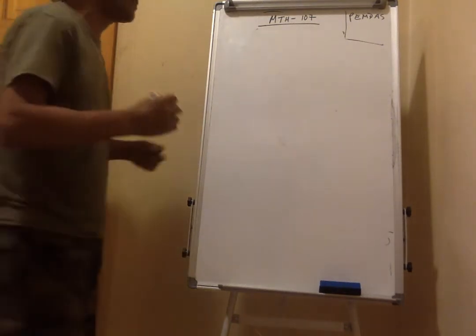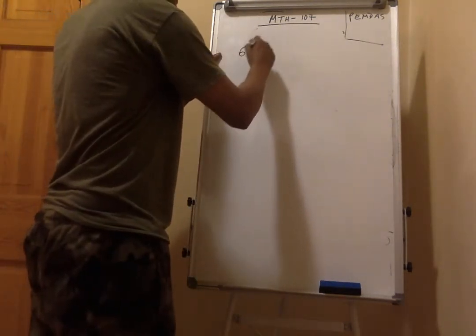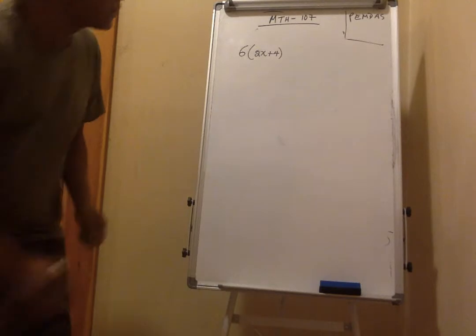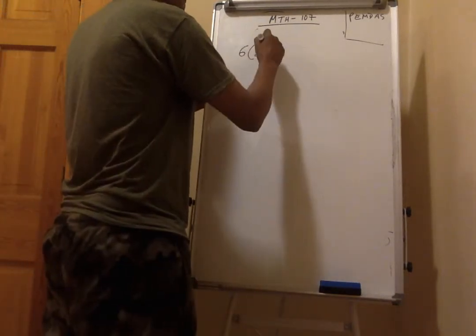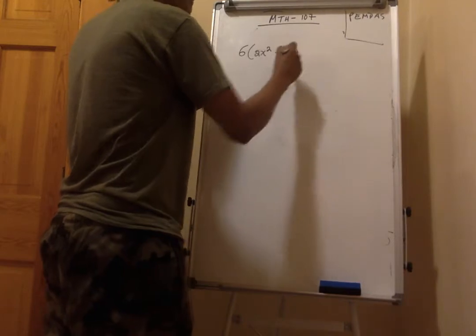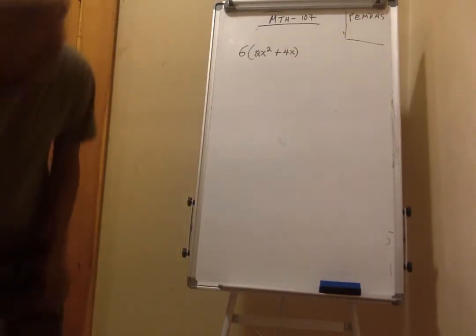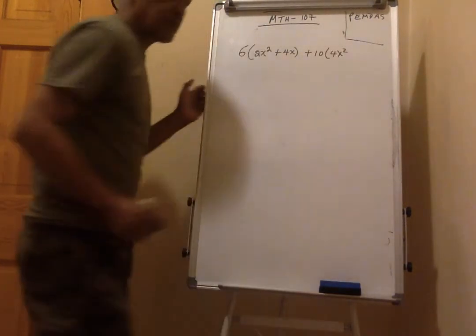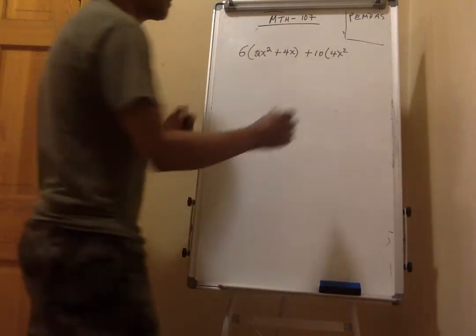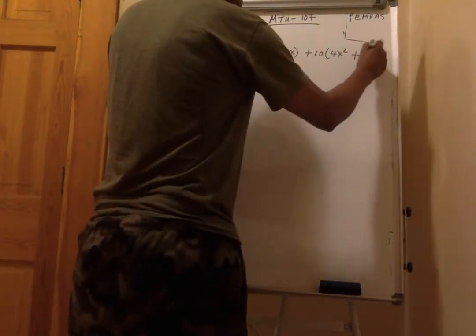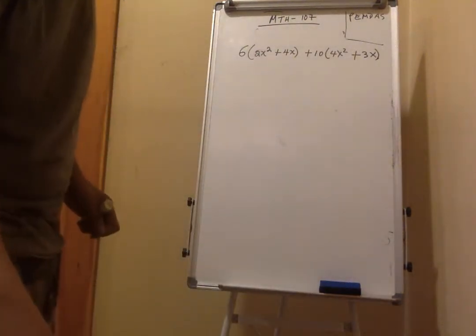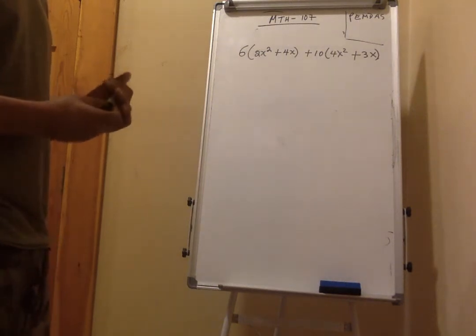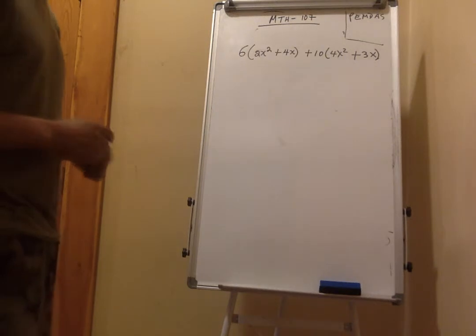And this time without giving any value to it. So let's say 6 times 2x squared plus 4x plus 10 times 4x squared plus 3x. This kind of algebraic expression, and we're going to use an absolute value also in this. That's one of the reasons why I decided to discuss about the absolute value.